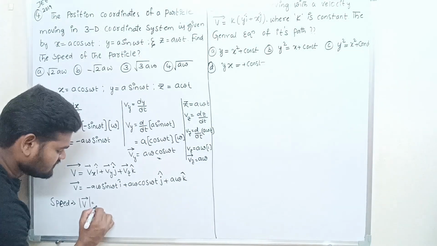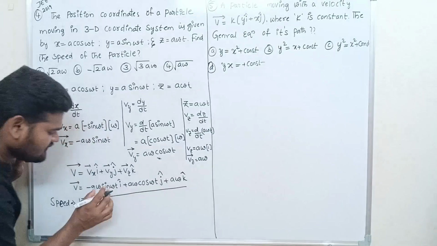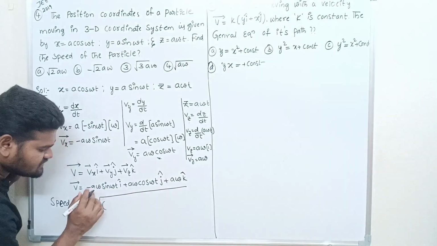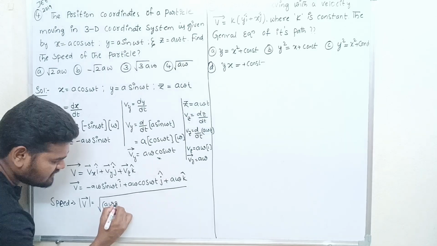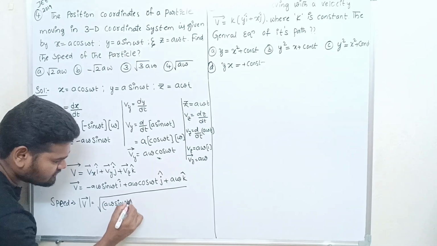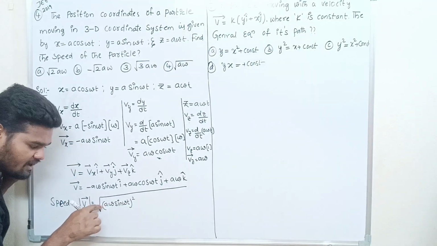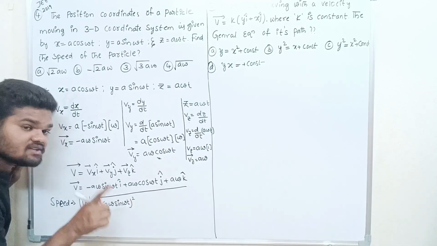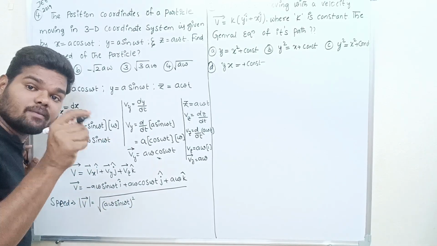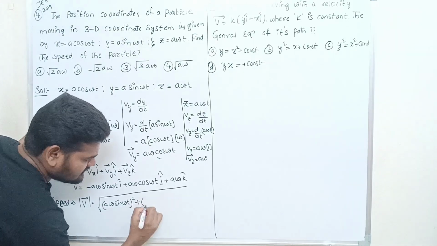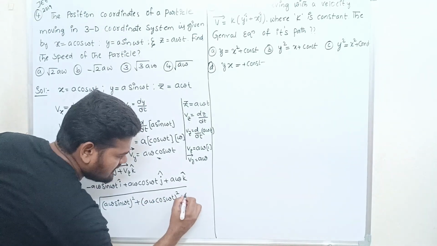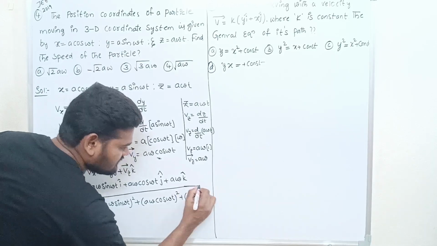So how to find the magnitude? Already I told you, square root of the coefficient of i cap squared, what is the coefficient of i cap? A omega sin omega t whole square. Although it has a minus, this term is in the square. If you put minus here, minus whole square becomes plus. Plus a omega cos omega t whole square plus a omega whole square.